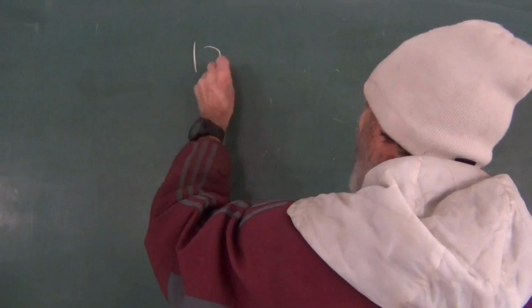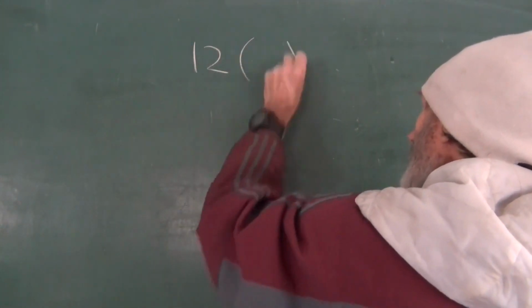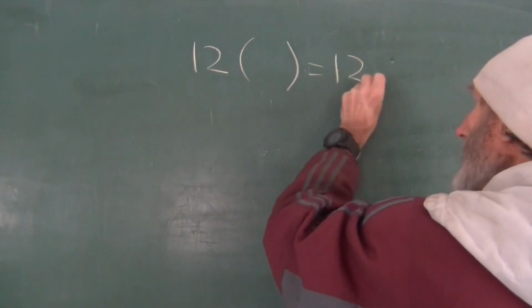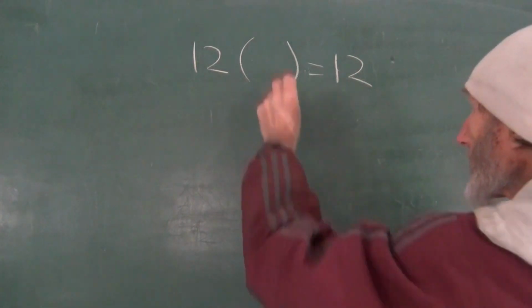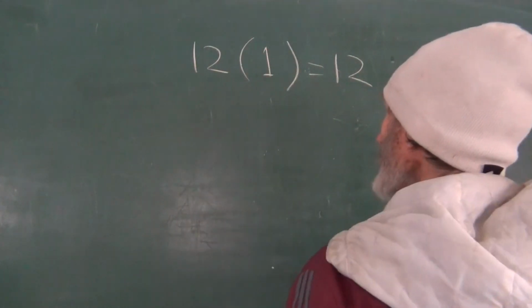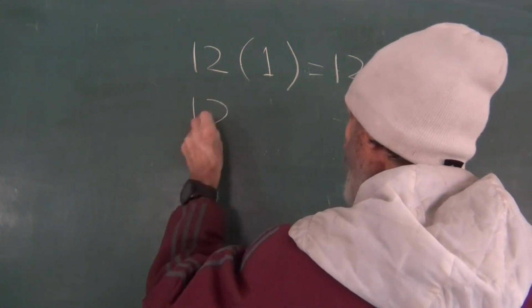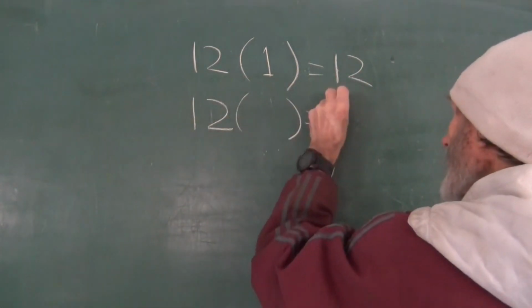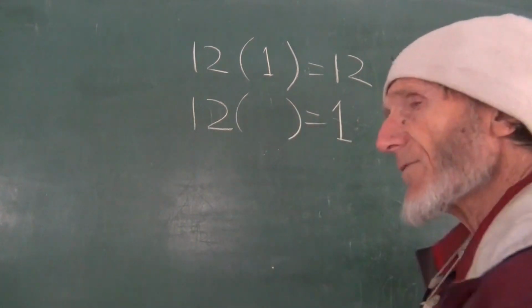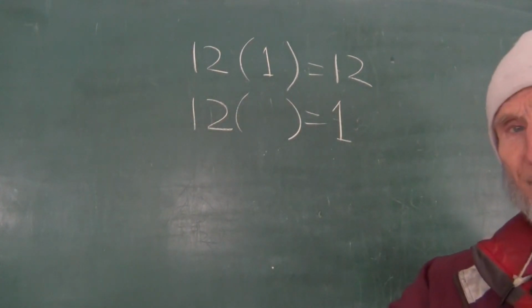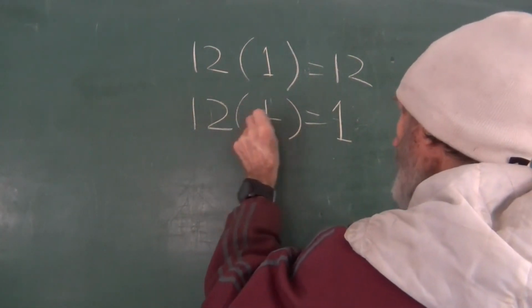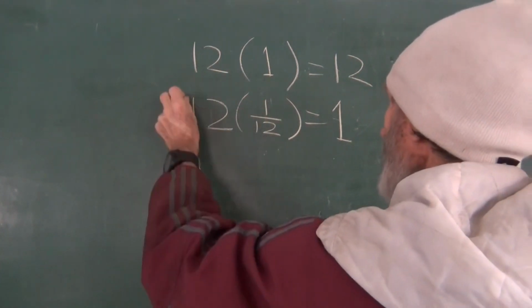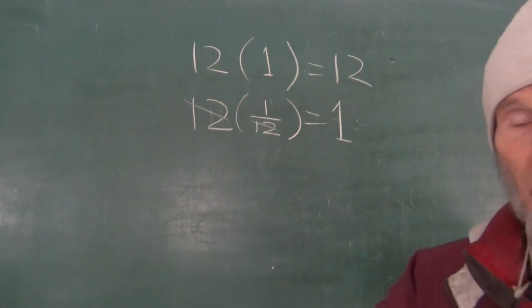Now, let's start off with a very simple one. 12 times something equals 12. Well, what goes in the parentheses? Duh. 12 times 1 equals 12. Got it? Now, let's try that again, but this time I want to put something in the parentheses so it equals 1. So what goes in the parentheses now? Go ahead, fill it out. I dare you. Well, obviously, if we take 1/12 of 12, then the 12's cancel and we get 1. Okay, so far so good.